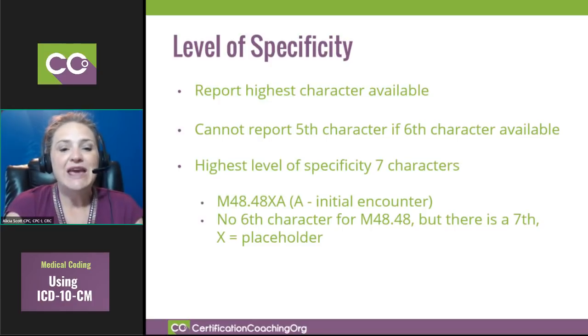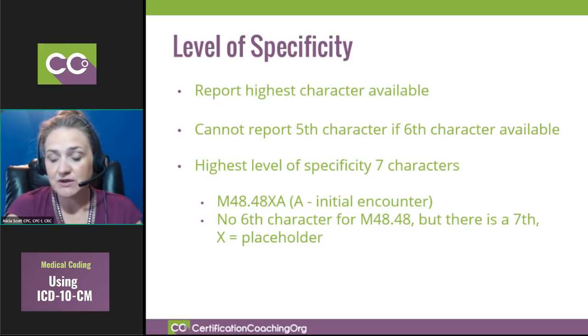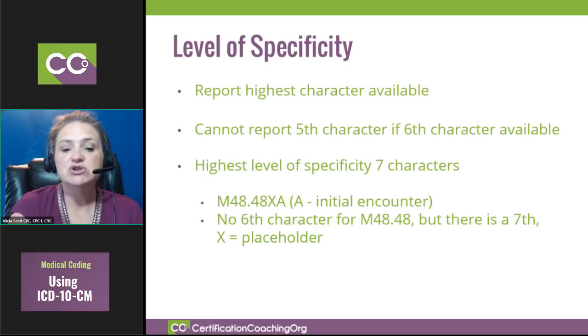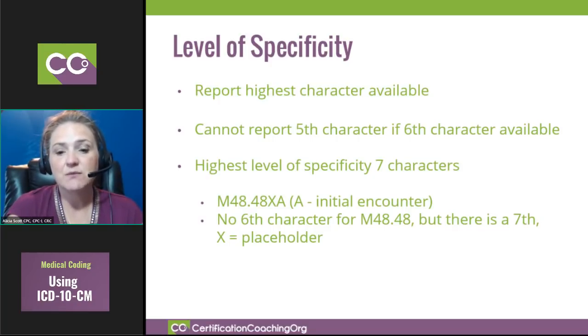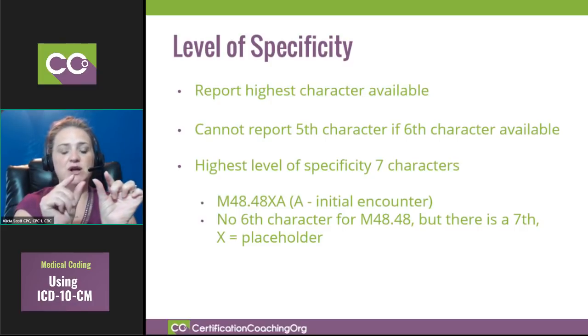Right. You cannot report the fifth character if the sixth character is available. What do you do? You do an X. Now, we talked about this in a previous chapter, I can't remember if it was the last one or the one before that, but don't fear the X. Some people freak out when they see an X because they don't know what the X means, but it's just a placeholder. And you'll only see the X really in that particular character space. You can't skip it because each one of those spaces is like a block and it has to have a character in there.